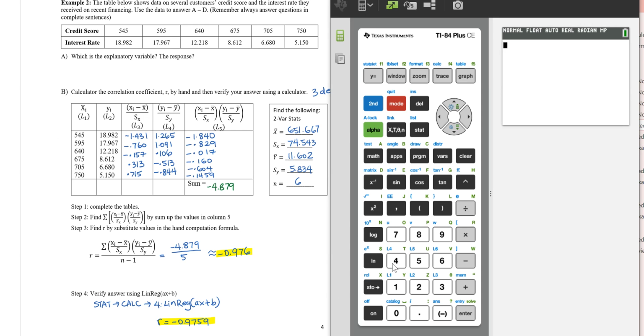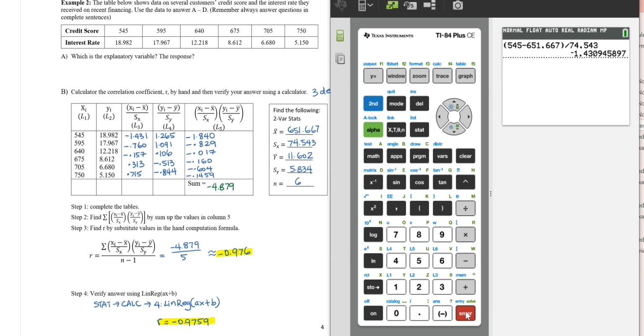So x1 is 545, minus x bar, which is the average of x, 651.667, over the standard deviation of x, which is 74.543, and then hit enter. That's how you get that.